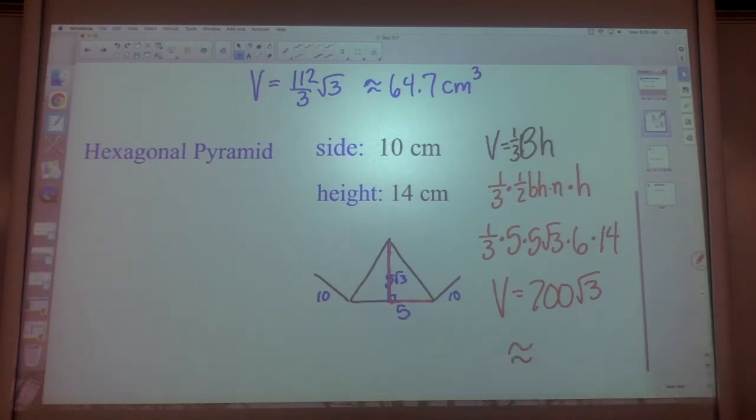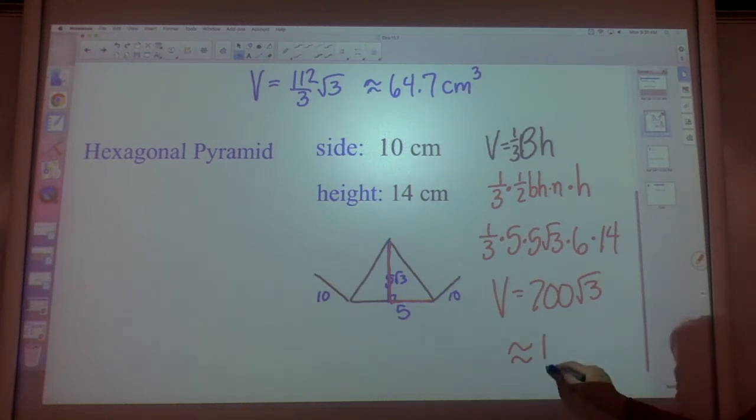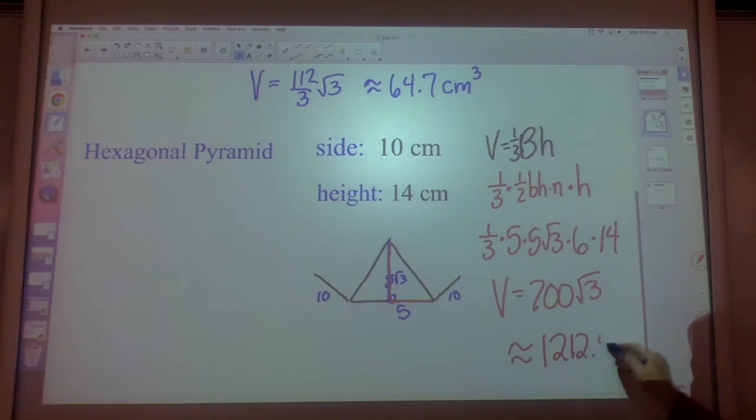What is that approximately? That would be 1212.4 cubic centimeters. And you're thinking, that's a pretty big number. Well, yeah, it's a pretty big pyramid. The height is 14 centimeters. Each side is 10. It's going to take up a lot of space.